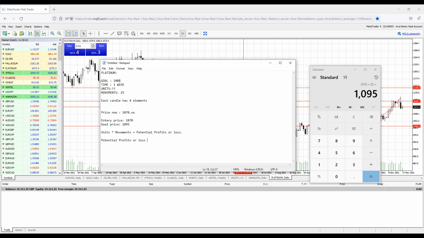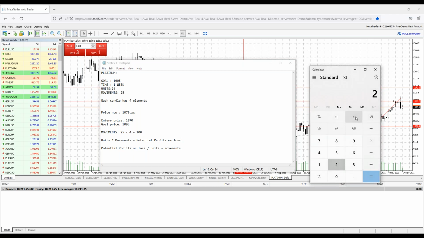If I divide... how can I put it in a way that it will be understood? In other words, if you are aiming for $100 and you have a movement of 25, this interval movement of 25 here, multiply 4 equals 100.